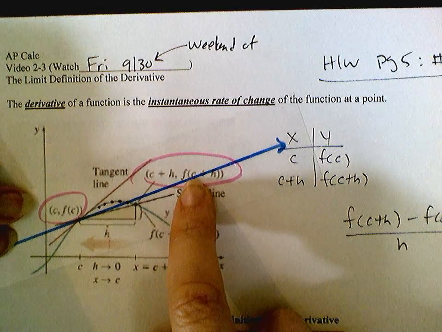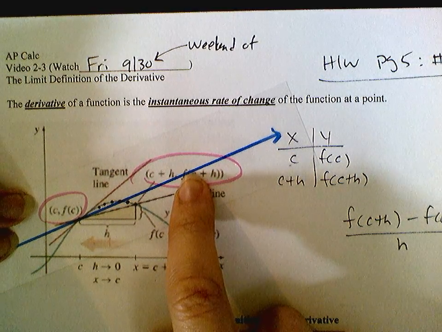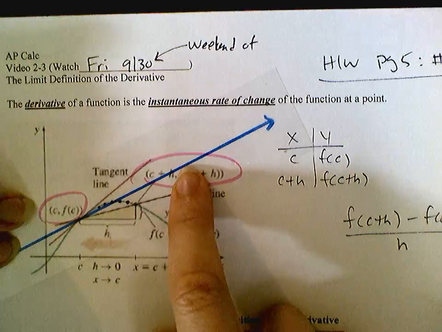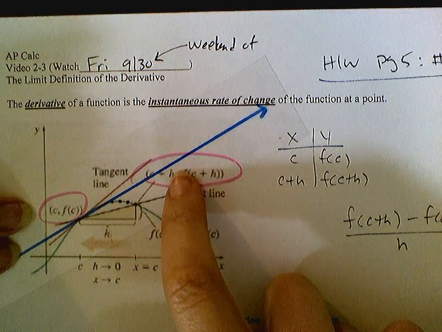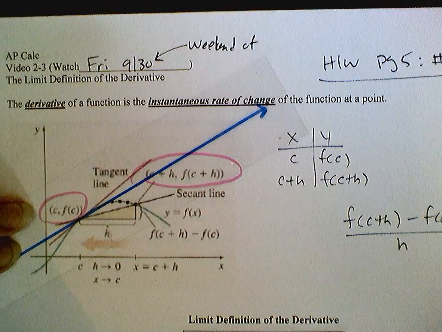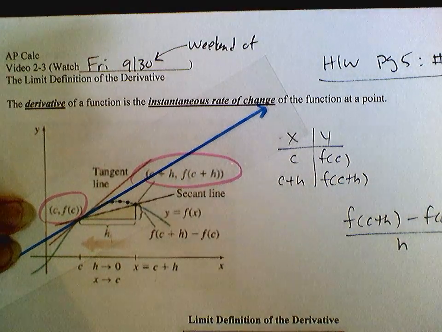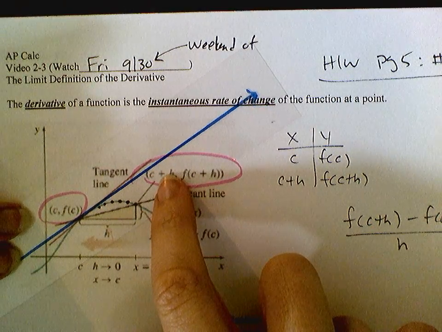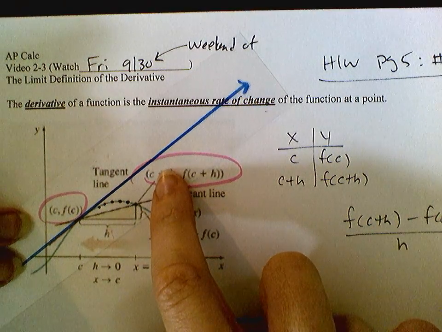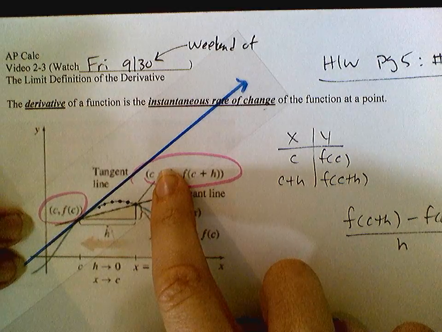Okay, and then I could move it to an even closer one, and move it to an even closer point, and even closer and even closer. And eventually, guys, if I keep repeating this, my secant line is going to get closer and closer to this tangent line, okay?